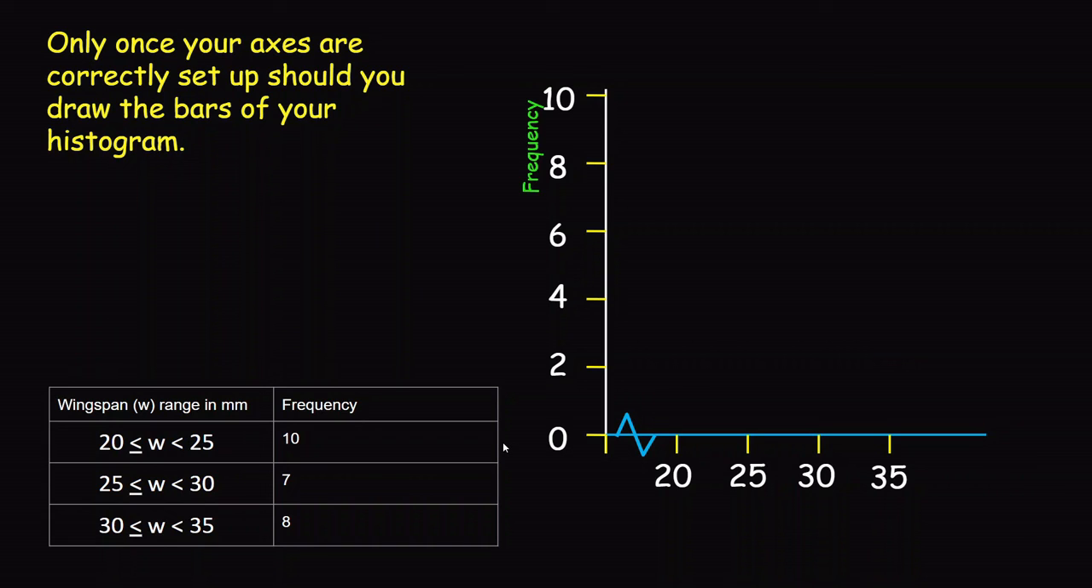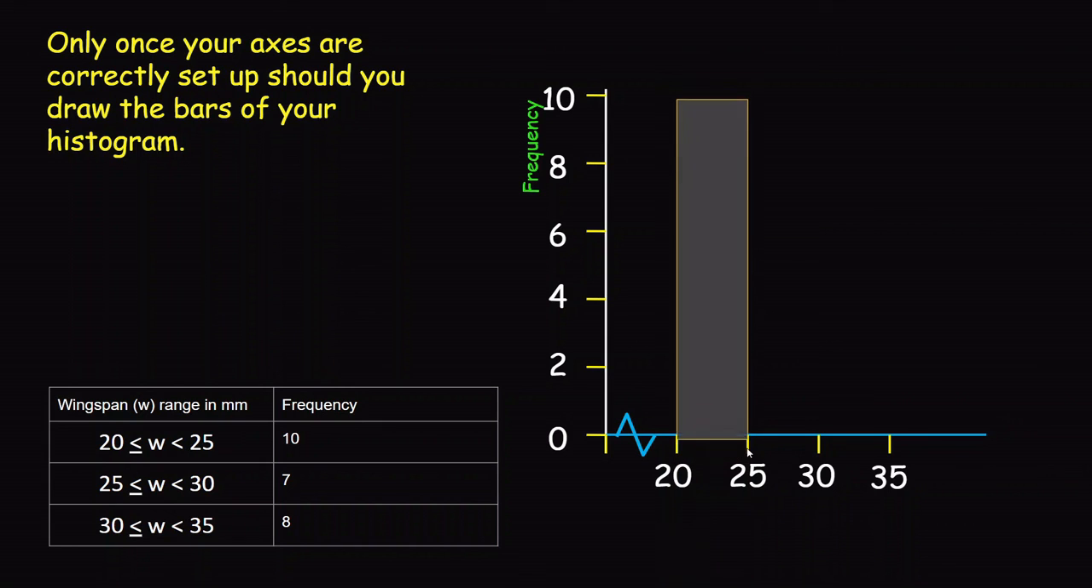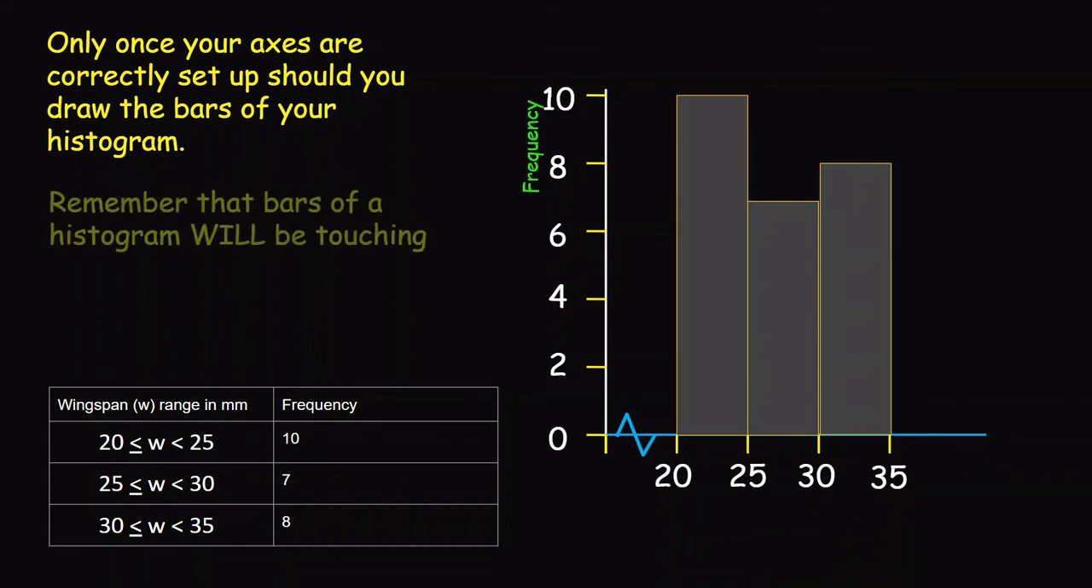Our first bar, as we see, is between values of 20 and 25, and it has a frequency of 10. My second bar was for values between 25 and 30 with a frequency of 7, that's right here between 6 and 8. And my last bar was for between values of 30 to 35, and it had a frequency of 8. Remember that my bars need to be touching because this bar shows all values up to 25, and this bar starts exactly at 25 and shows all values up to 30, and this one 30 to 35.